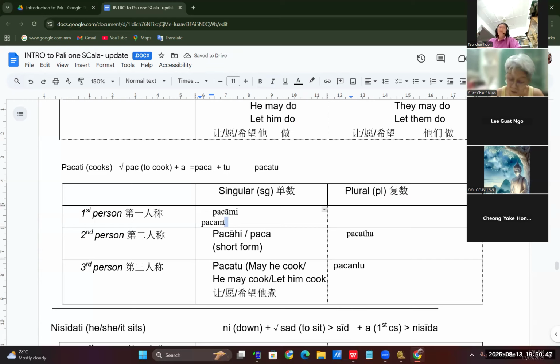Let me sort out this typing mistake. How come the voice disappeared?